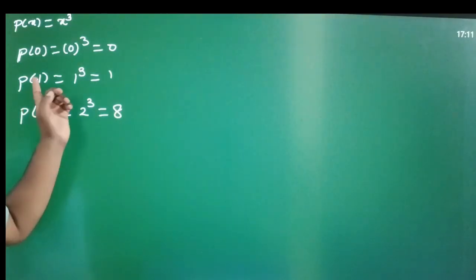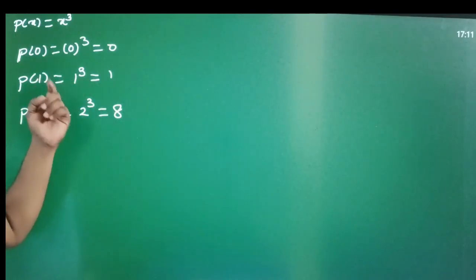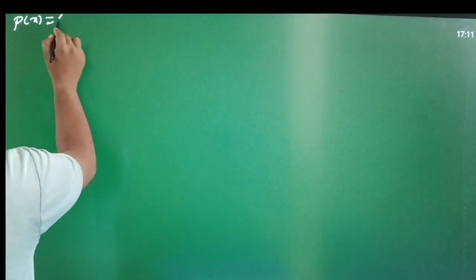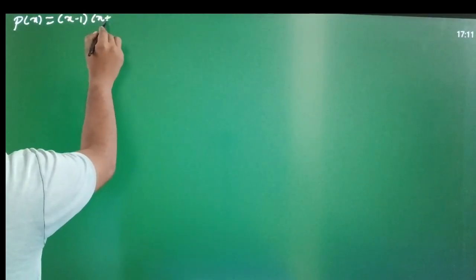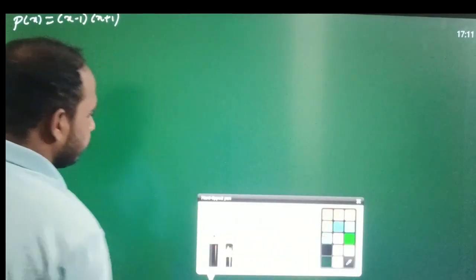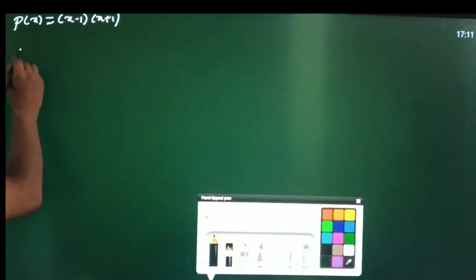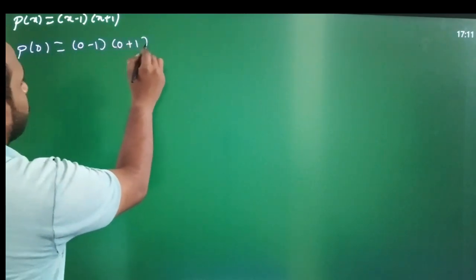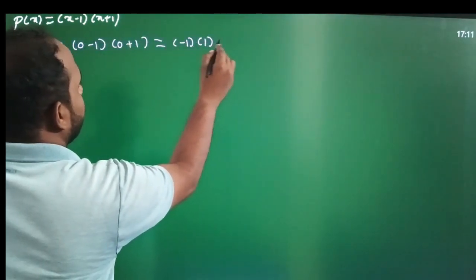The value of the polynomial at x equals to 0 is 0. At x equals to 1 is 1. At x equals to 2 is 8. Next one. x minus 1 into x plus 1. Now we replace x by 0. Now 0 minus 1 into 0 plus 1. Here 0 minus 1 is minus 1. 0 plus 1 is 1. Minus 1 into plus 1 is minus 1.